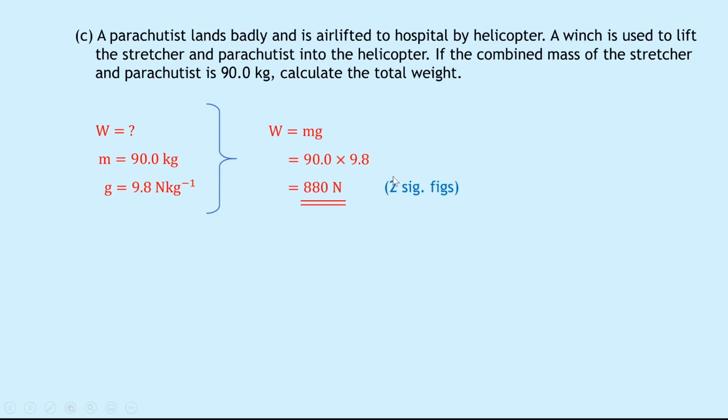Now the reason we've used two significant figures is because of the G value which was chosen as our gravitational field strength to be 9.8, so in this case that would be our least accurate value, because the mass here is given to three significant figures, whereas this is two significant figures.